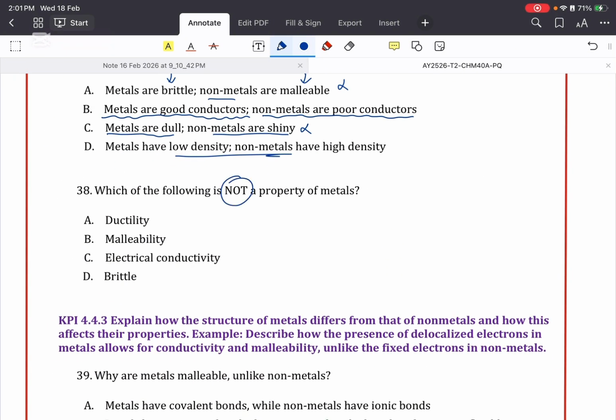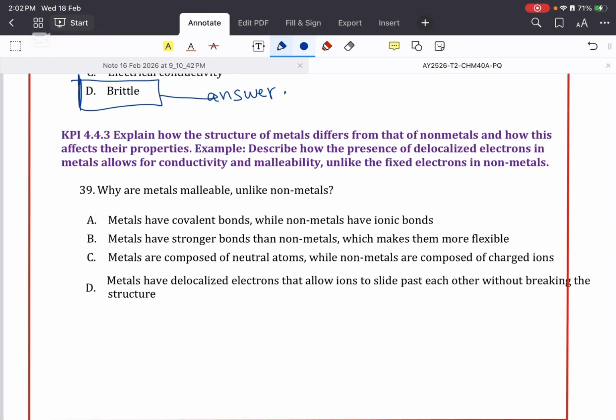Which of the following is not a property? Make sure you come to the exam knowing the properties of metals. They are ductile, they are malleable, they do conduct electricity. But the only thing that they are not is brittle. Brittle is the opposite of malleability. So they're not brittle, they are malleable.